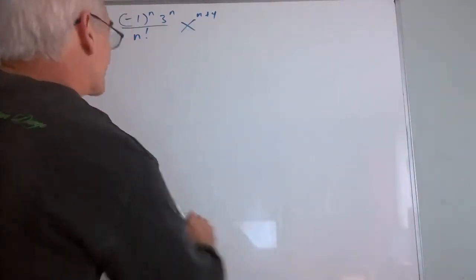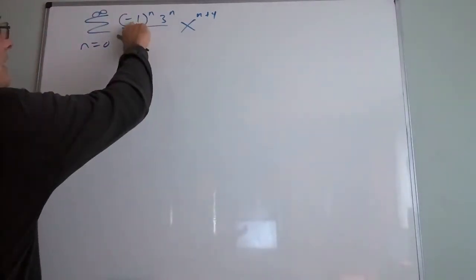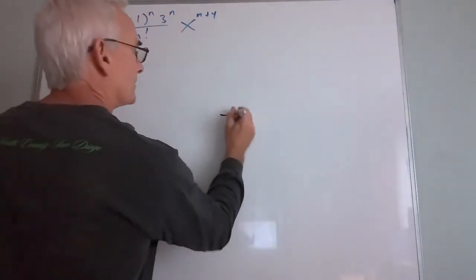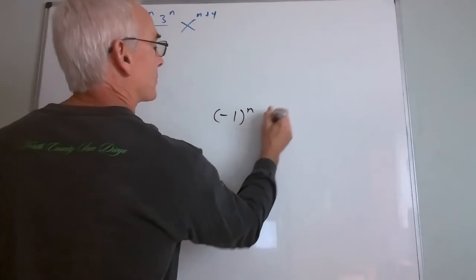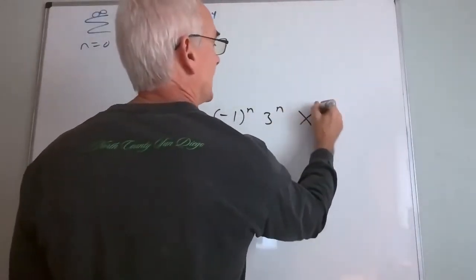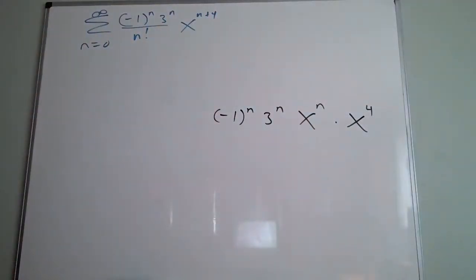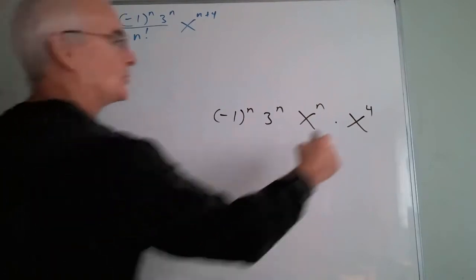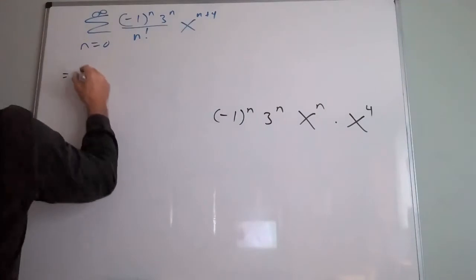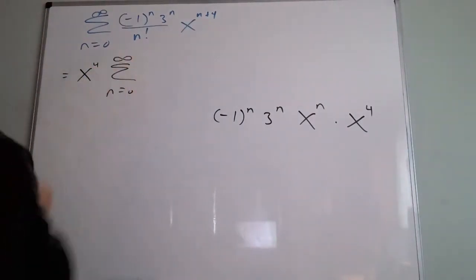So what I need to do is figure out how to rewrite this. Well, I have a -1 to the n, and I have a 3 to the n, and technically right here, isn't that x to the n times x to the 4? Does everyone see that? What can I do with this guy? I can put it in front, because that's one of the tweakages.